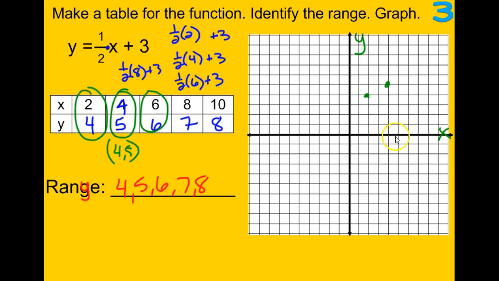Then 6, 6. 6 to the right, up 6. 8 to the right, up 7. And lastly, 10 to the right, up 8. There we go, we've graphed our function.